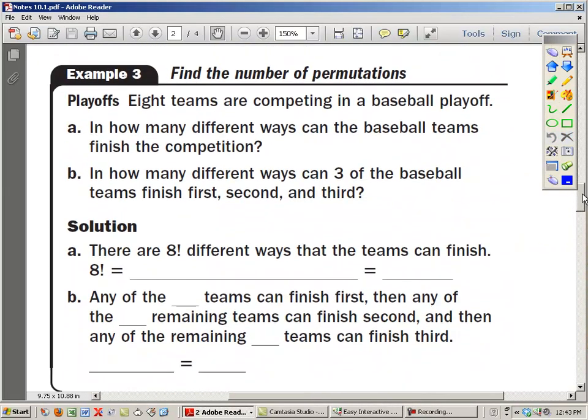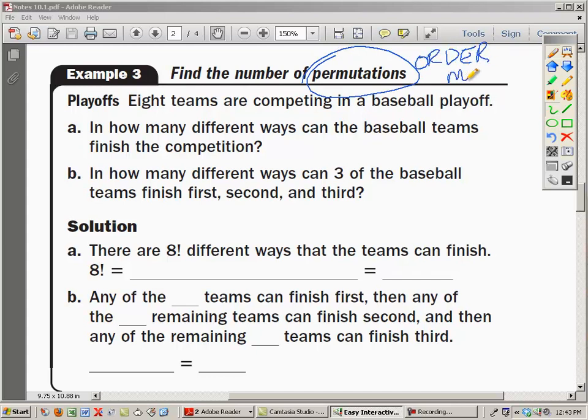All right, let's take a look at this idea of a permutation. As I talked about before, a permutation says that the order matters, and that's the big thing I need to continue to drive home. It won't matter in our next lesson when we start talking about choices, but for permutations, the order does matter. It says 8 teams are competing for a baseball playoff. In how many different ways can the baseball teams finish the competition? And in part B, in how many different ways can 3 of the baseball teams finish first, second, and third?